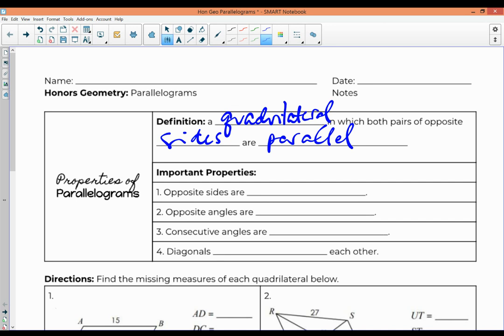There are four important properties to know about parallelograms. The first is that opposite sides are congruent. The second is that opposite angles are congruent. The third is that consecutive angles are supplementary. And the fourth is that diagonals bisect each other.